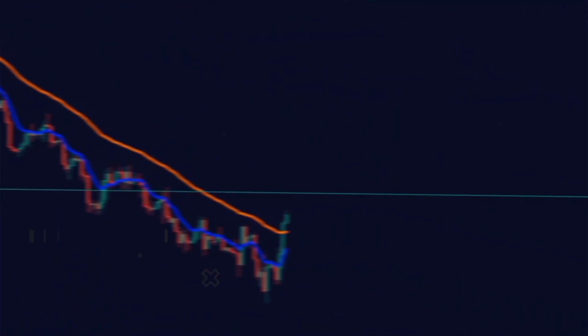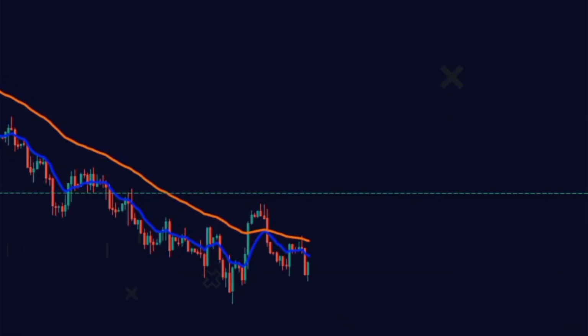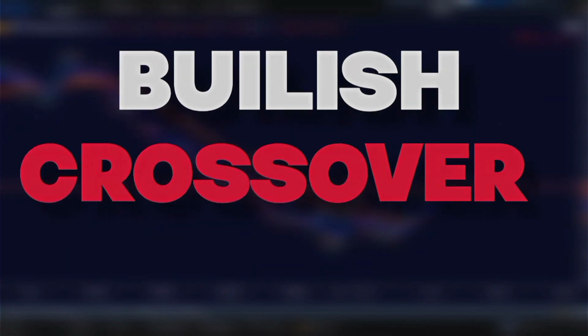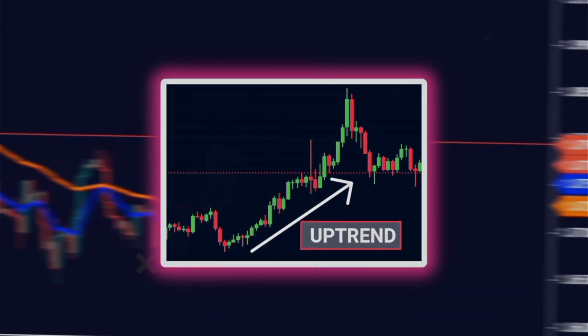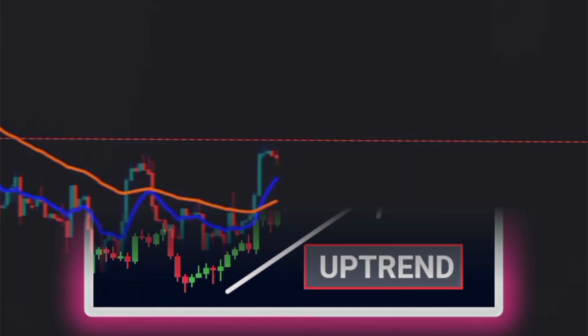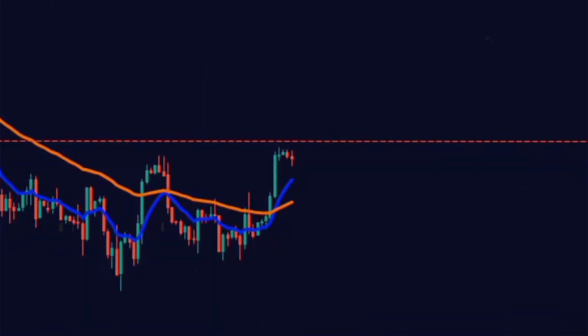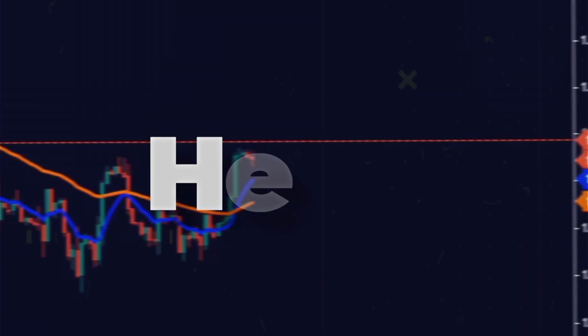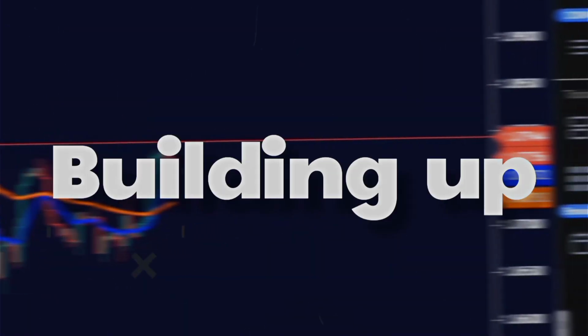Now take a look at this point right here. See how the blue 50-day moving average has crossed above the orange 200-day moving average. This is what we call a bullish crossover. This event is significant because it often signals a potential uptrend in the market. It suggests that in the short term, the price is moving higher at a faster rate than in the long term. It's like a signal from the market saying, hey, there might be some bullish momentum building up.